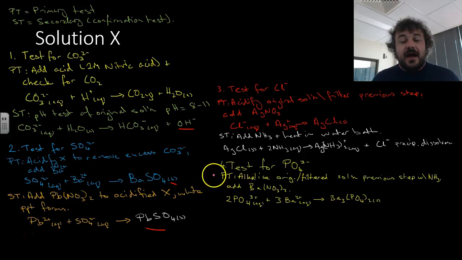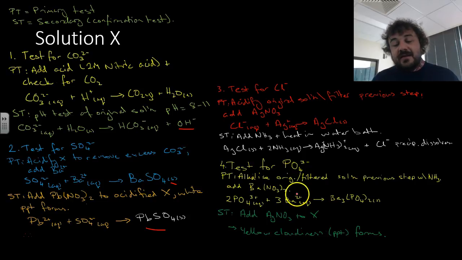Doesn't matter. If we test for a phosphate ion, we can alkalize the original or filtered solution, either way is fine, with ammonia. So we add ammonia to make it a bit more basic. And when we do that, we add barium nitrate to it. So what we get is phosphate ion plus barium ion gives us barium phosphate, which is a solid. So that's another precipitation test.